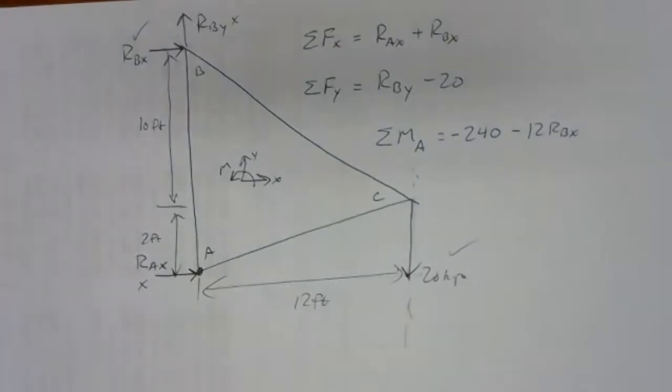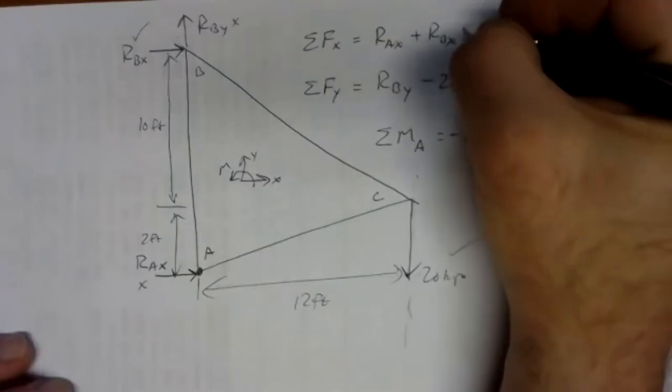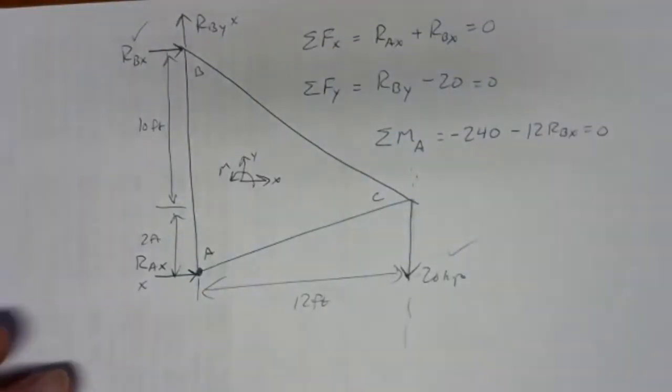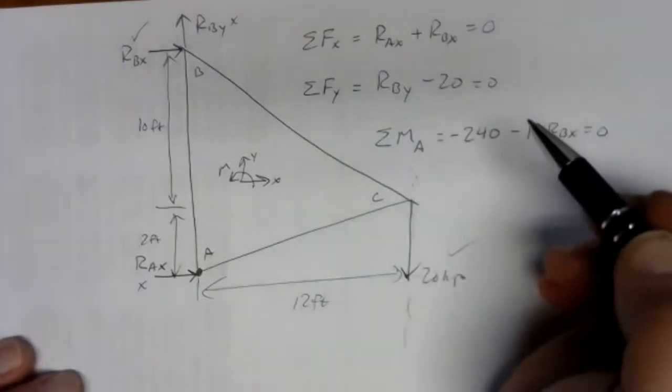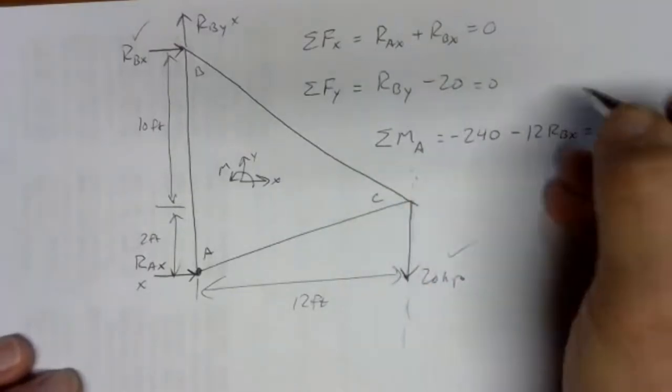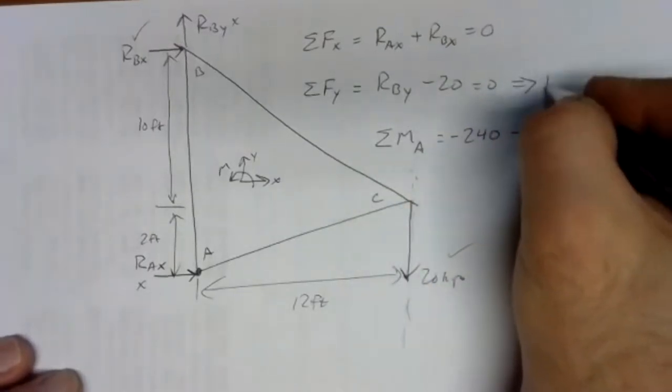So there are three sums: sum of forces in the x direction, sum of forces in the y direction, and sum of moments about A. Since the truss is in equilibrium, the sums must equal 0. Now the x direction equation we can't do much with because we've got two unknowns. But the y direction equation we can solve pretty quickly.